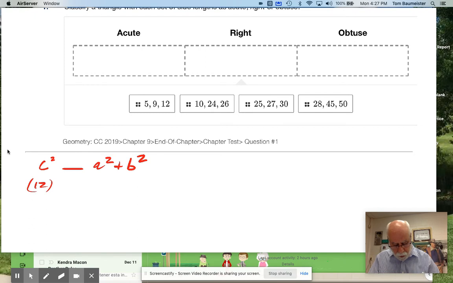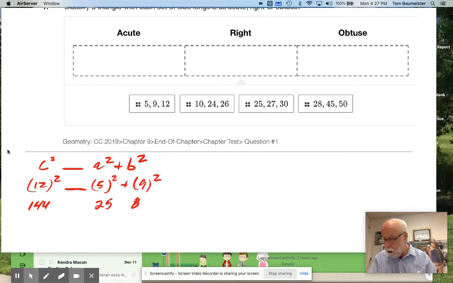So we'll have 12 squared. Again, it's going to be less than, greater than, or equal to. It doesn't matter which one's your a or which is your b. So we'll say 5 squared plus 9 squared. If we work that one out, we get 144 here, and we get 25 and 81.